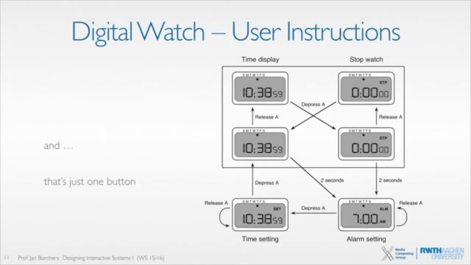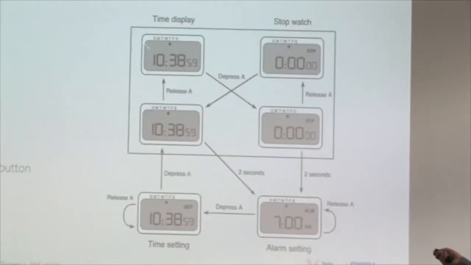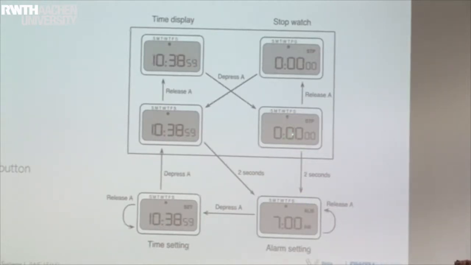And when you are in normal time display, this is your usual start state, and you press the button down, you depress it, you are immediately moving to stopwatch. All right. Then two things can happen. I either have a timeout of 2 seconds where I'm still holding down the button, and I end up here, or I let go earlier, and I end up here. So that's a little clearer in terms of how we want the interface to behave.